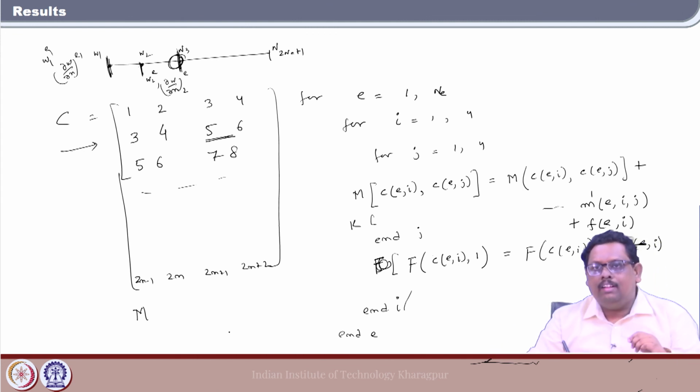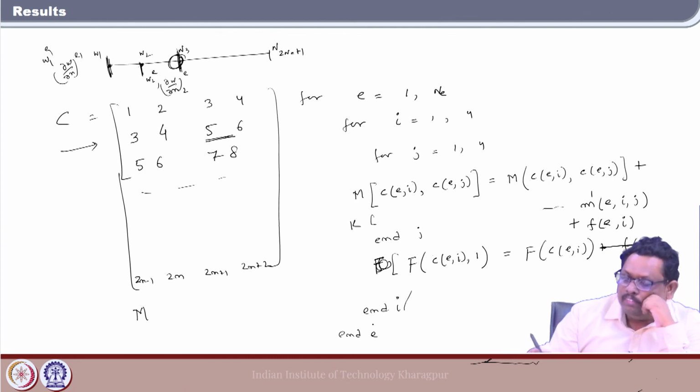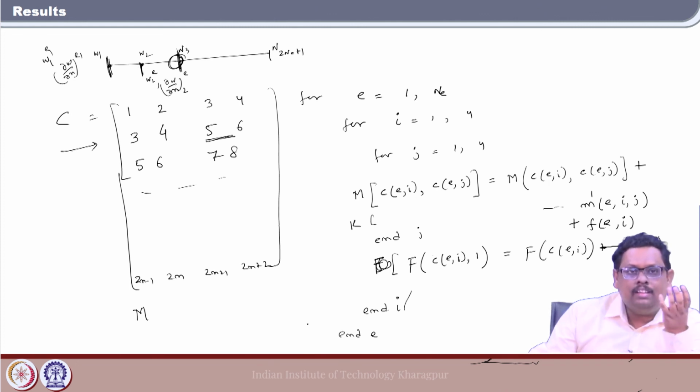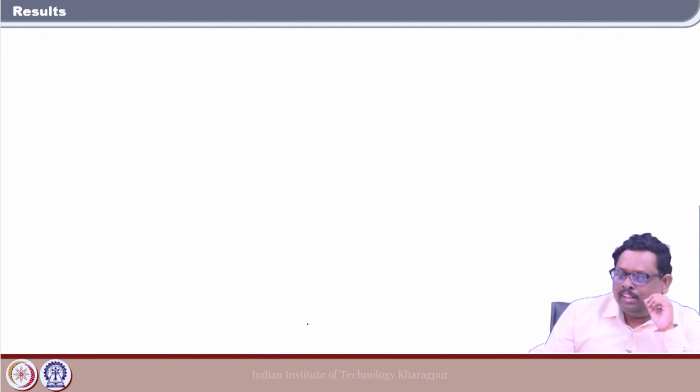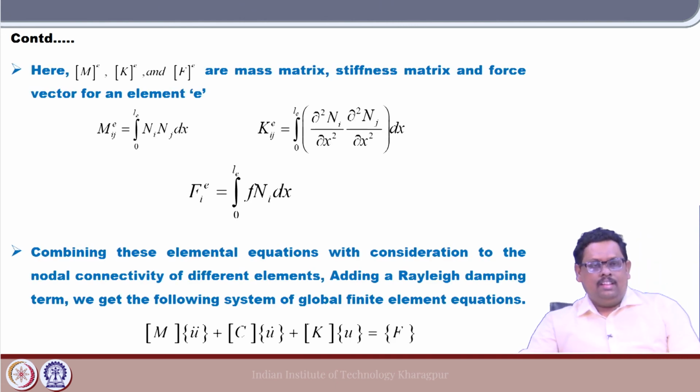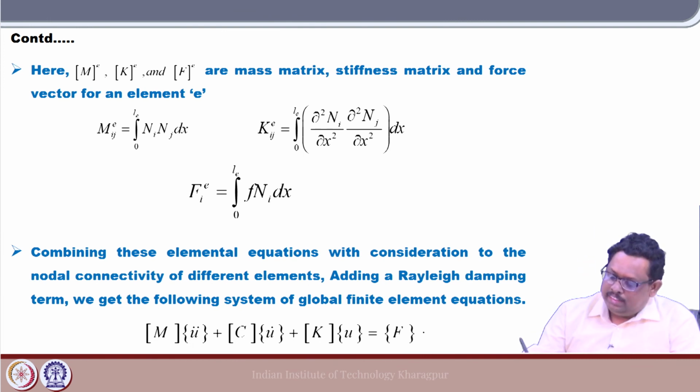So, if you use this pseudocode, you can get this local matrix into the global matrix. It is your job to put these values in. I do not have much time to show you that, but you can take this as homework and check that it is actually happening. Once you have this, you can get the global matrix over here.